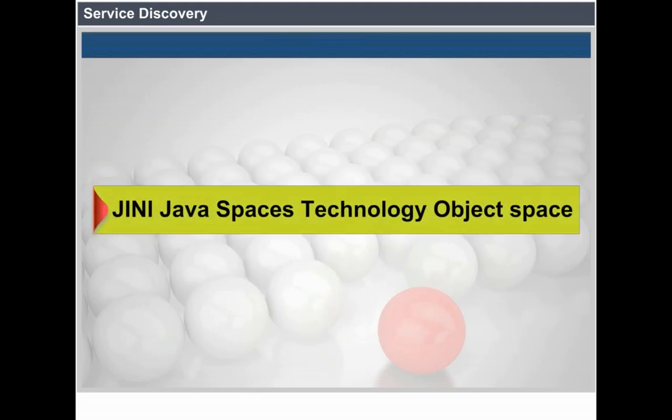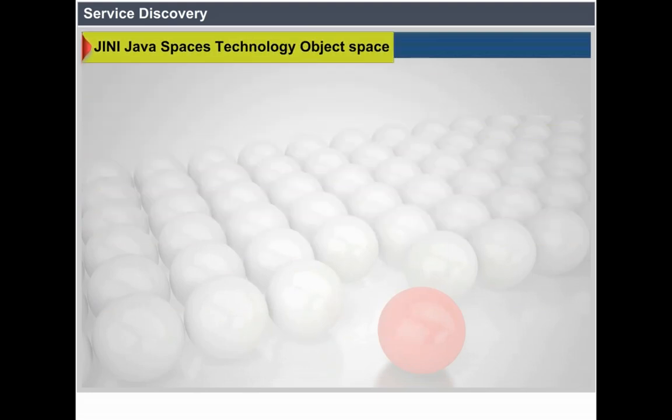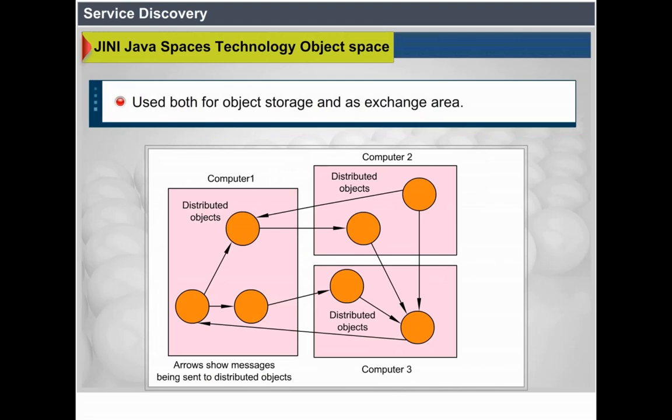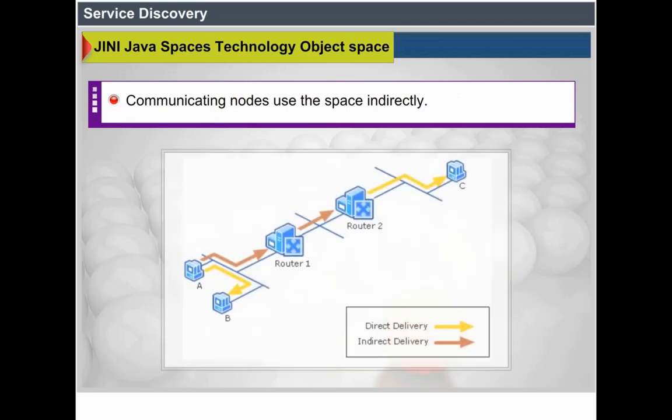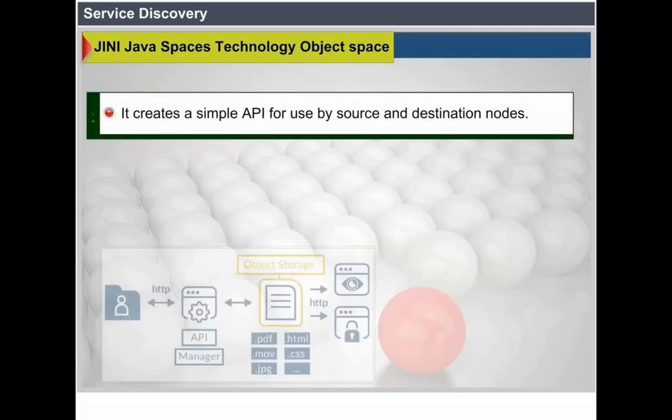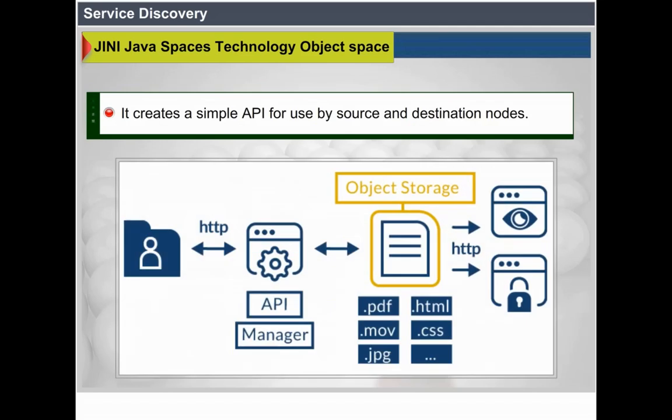JavaSpaces Technology Object Space associates memory for the distributed objects on the network, used both for object storage and as exchange area. Communicating nodes use the space indirectly. It creates a simple API for use by source and destination nodes.